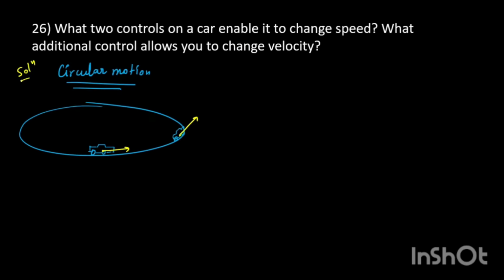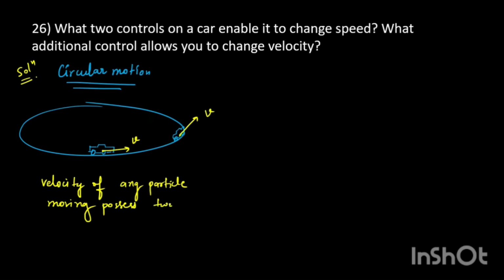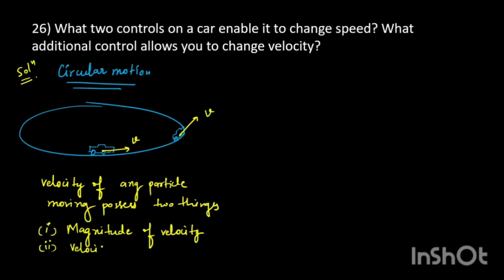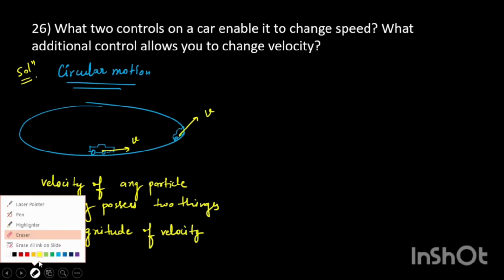So the velocity has two things, as we already mentioned. Velocity of any moving particle possesses two things. The first is the magnitude of velocity. The second is direction. Why? Because velocity is a vector quantity, so it has magnitude as well as direction. This we have already seen in understanding vectors.